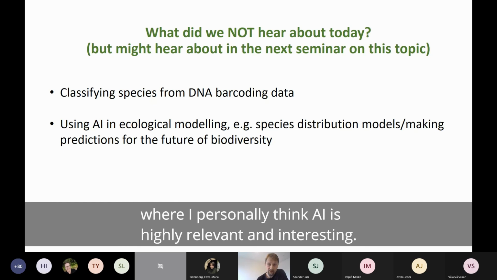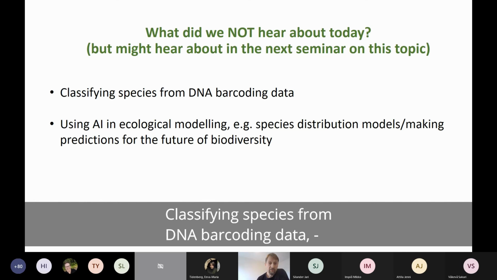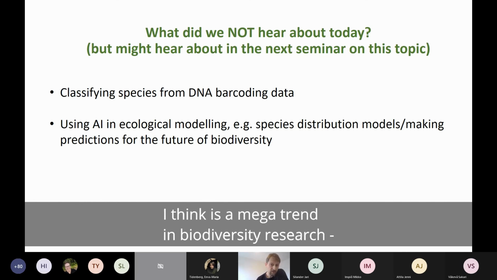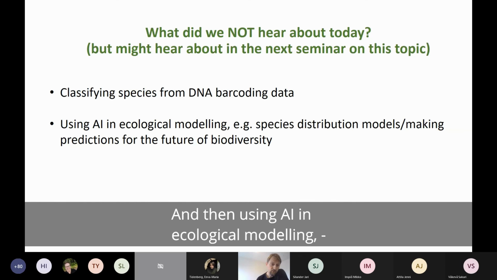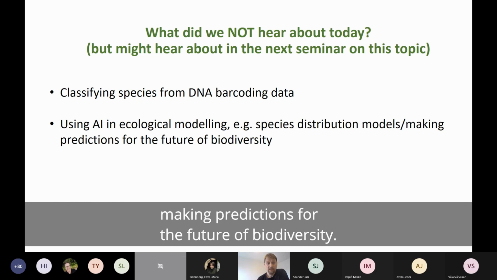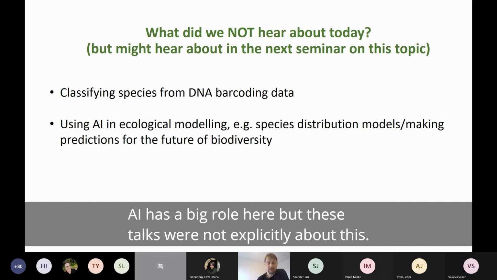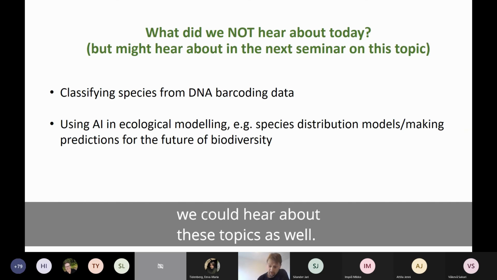Now, what did we not hear about today, where I personally think that AI is highly relevant and interesting? Classifying species from DNA barcoding data. I think this is one of the mega trends in biodiversity research, and AI has certainly a big role here. And then the other topic is using AI in ecological modeling, for example, species distribution models, making predictions for the future of biodiversity. AI has a big role here, but today's talks were not explicit about this. So I wish that maybe in the next seminar about this topic, we could hear about these kinds of topics as well.